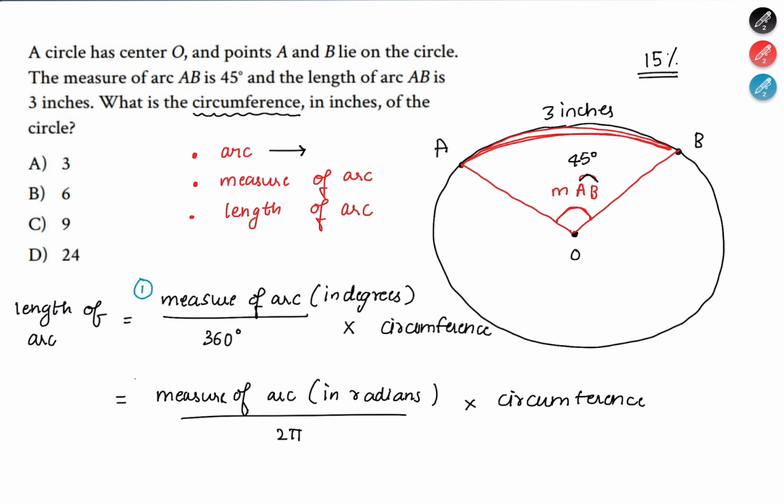Perfect. So now which relation would you use? Let us call this 1, let us call this 2. So I would use 1 here because my measure of the arc is given to be in degrees. Perfect. Now let us just substitute all the values that are given to you. So that would be 3 inches equal to 45 degrees over 360 degrees multiplied with your circumference.